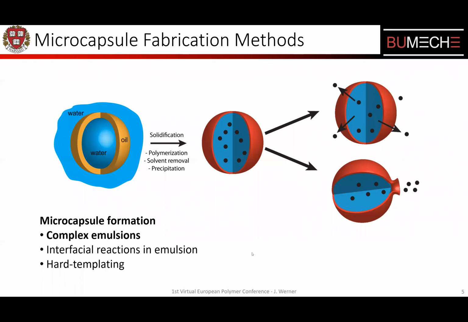Now, there's different methods of making these core shell microcapsules, particularly with liquid cargo cores. The method of choice that we like to use is that of complex emulsions, where we use these core shell double emulsions. Here I show a water core surrounded by an oil shell, what we call a double emulsion, which is dispersed in an outer fluid, often water again, and the oil shell separates the two water phases. And upon solidification of the shell, we obtain our microcapsules with different triggers.